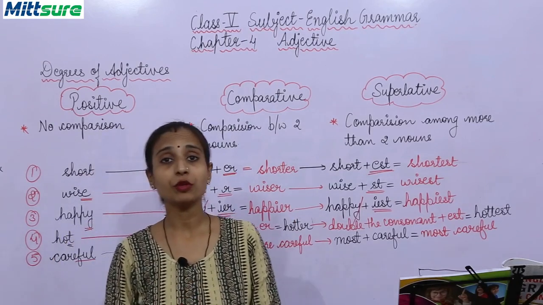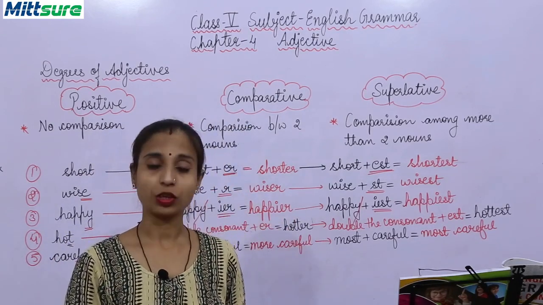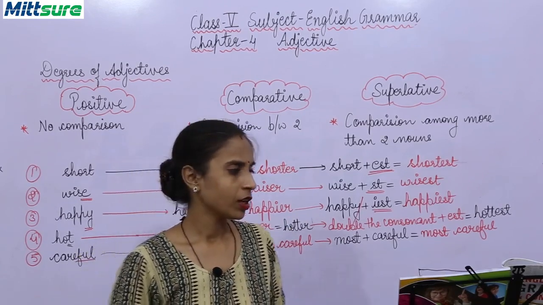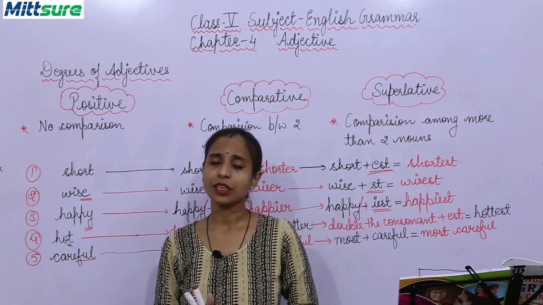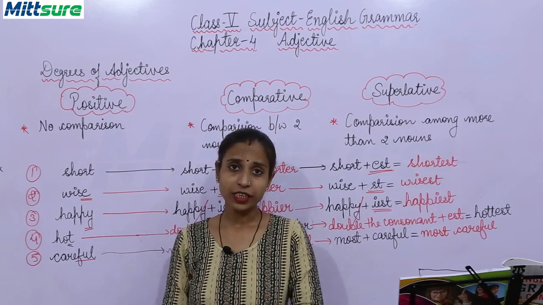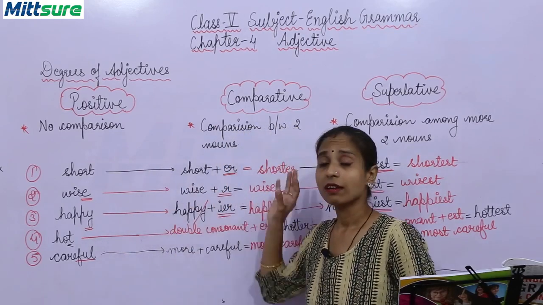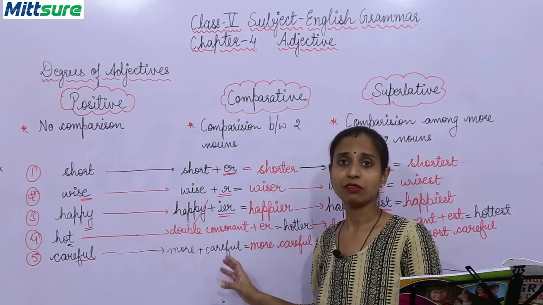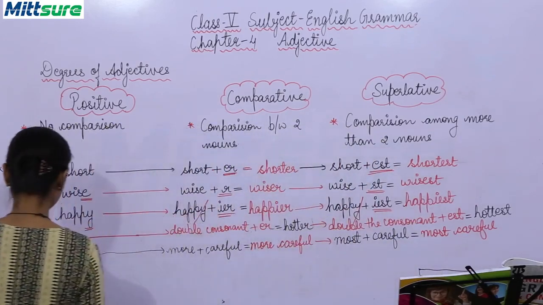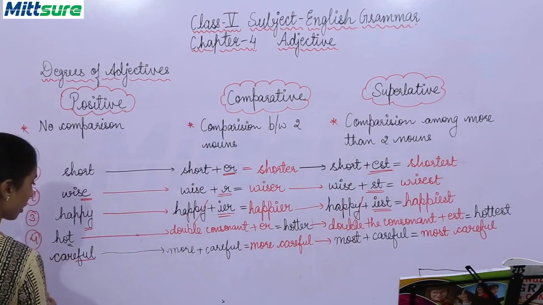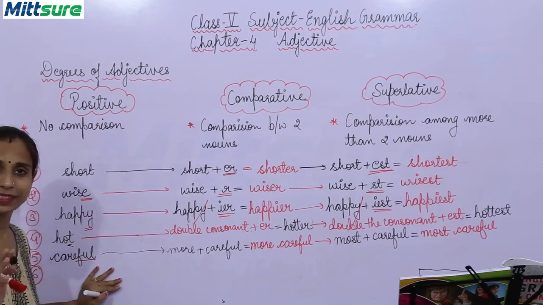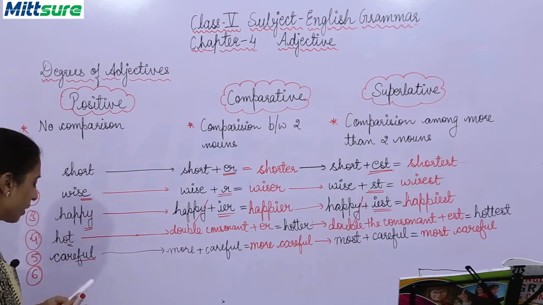Now, there are a few irregular adjectives. What are they known as? Irregular adjectives. They are not regular. There are a few irregular adjectives for which we change the whole word in the comparative or superlative degree. Just see how. Now, the sixth rule, I will be explaining with an example only. For example, good.